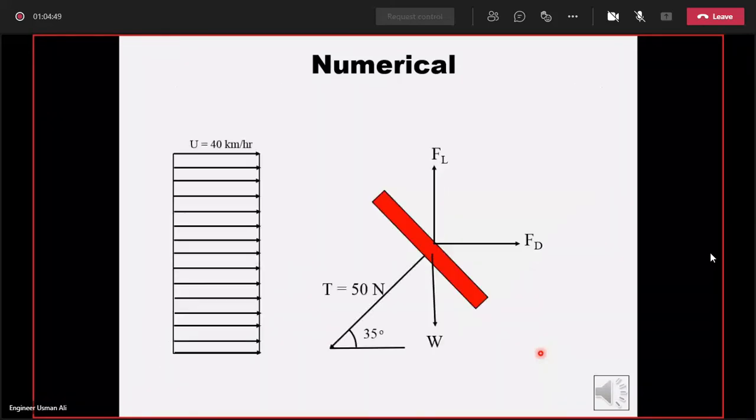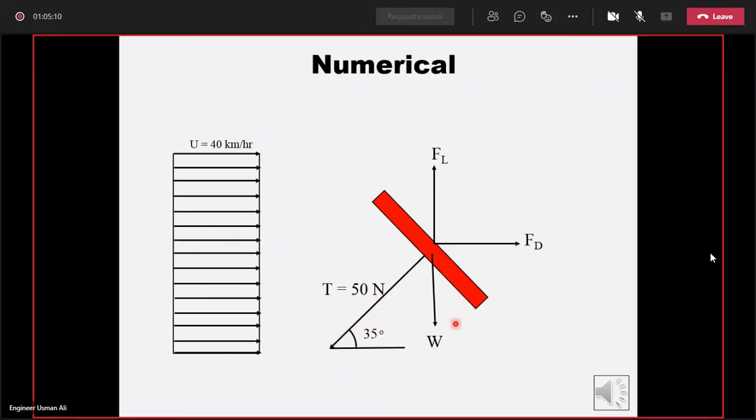As you can see in the diagram, this is a kite. This is a flat plate and its face area is 1.2 square meters and it is flying, and the tension in the string which is holding the kite is 50 Newton, and it is having an angle of 35 degrees with the horizontal.